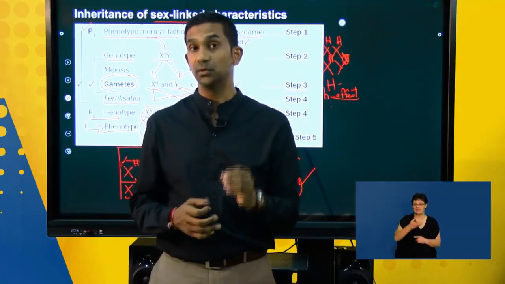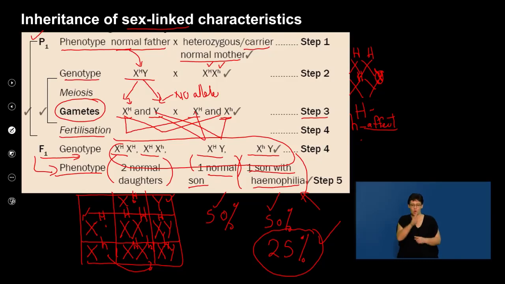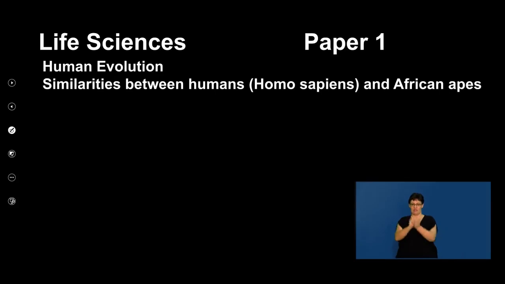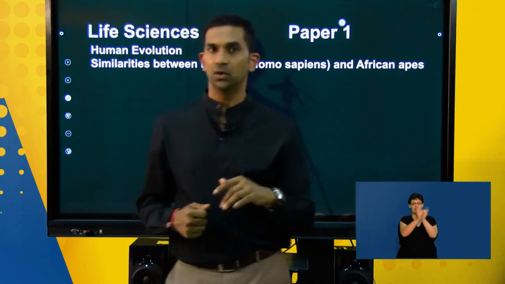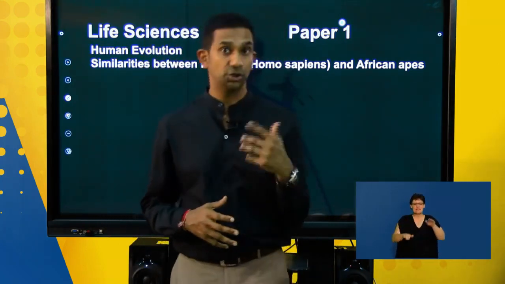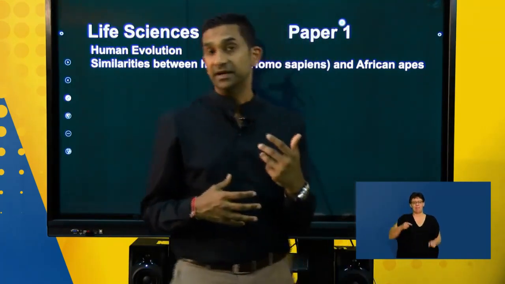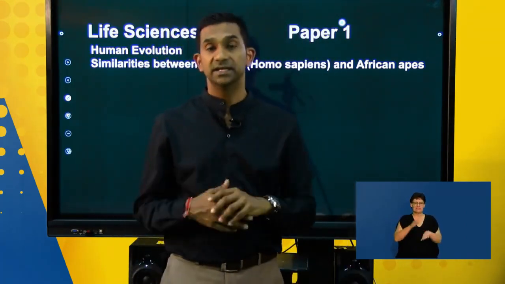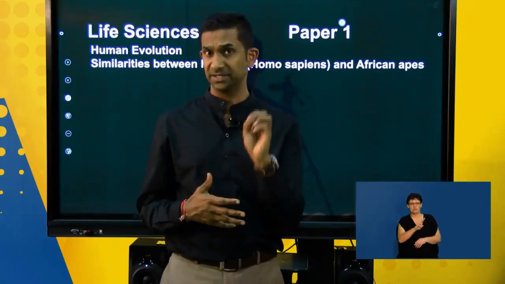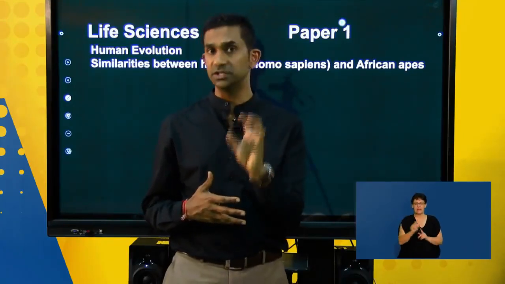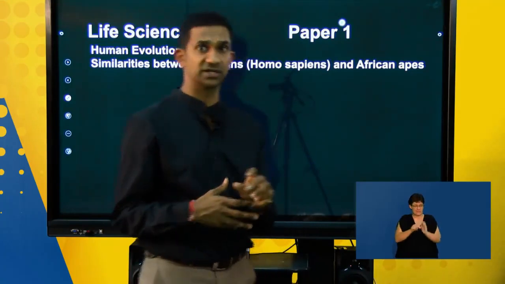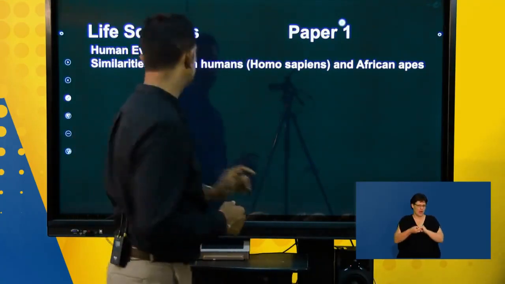As I mentioned, we need to get into evolution, and let's look at that. At the start of evolution, it's important for us to be able to understand what the similarities are between humans and what we call the African apes. And I think I've exhausted time on looking at the inheritance of characteristics, but there is a special emphasis that you need to place on this section of evolution. And I'm going to try and do that now.